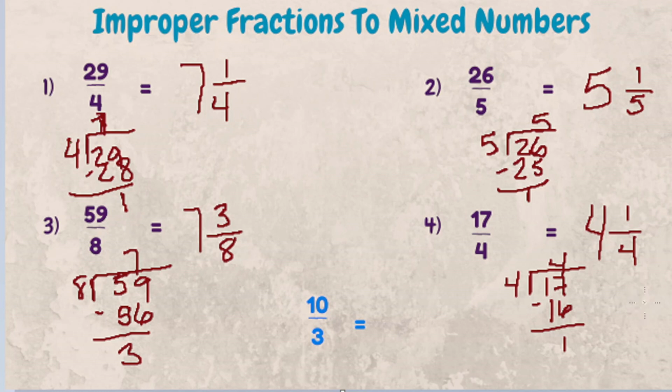So now that you've been through 4 examples, take a stab at this one on your own. Convert 10/3 into a mixed number. Leave your answer in the comments.